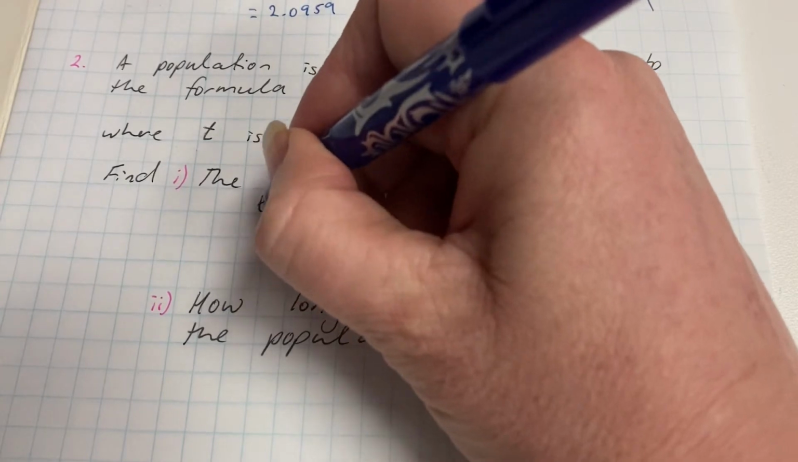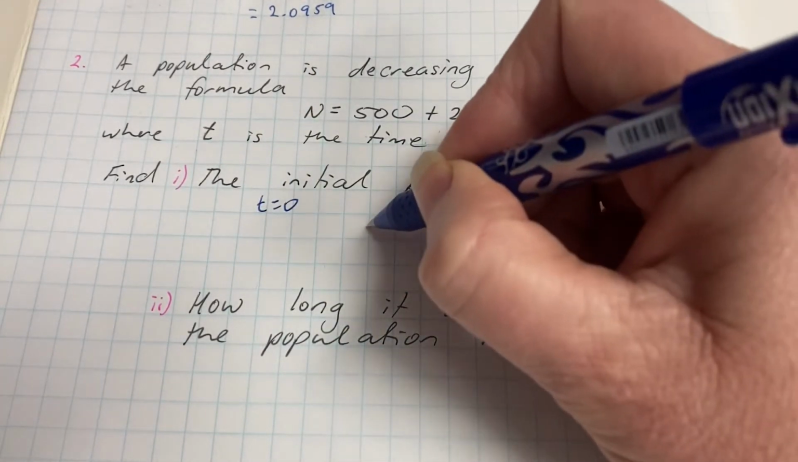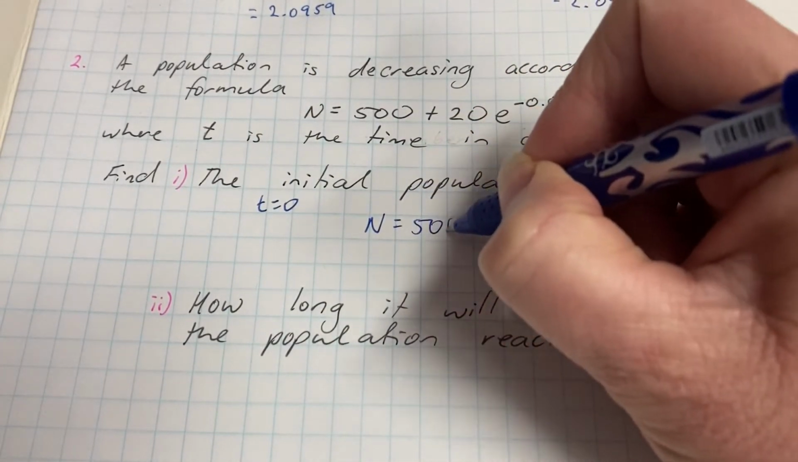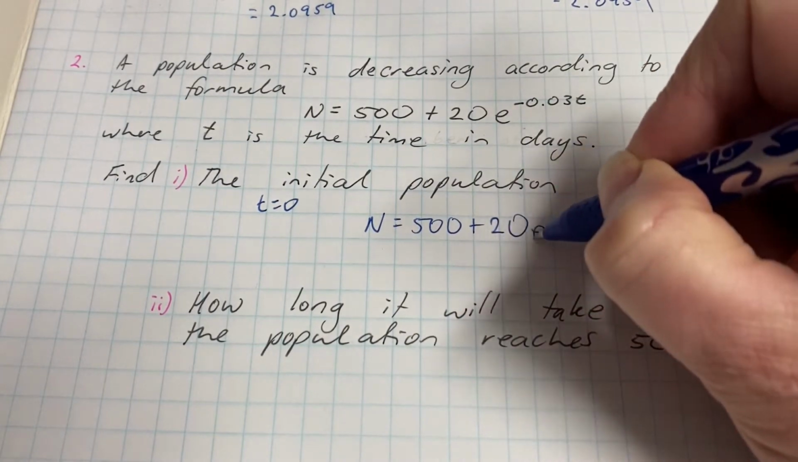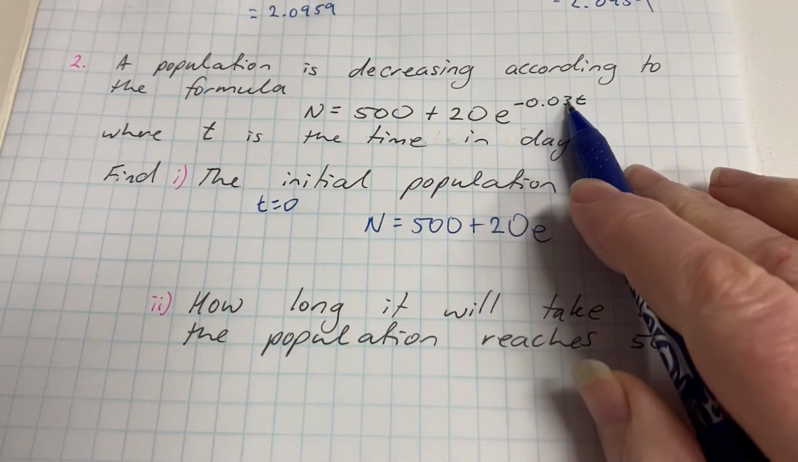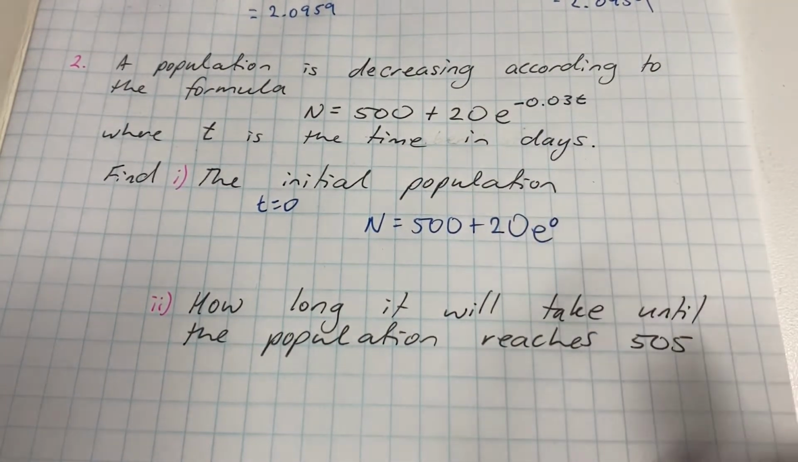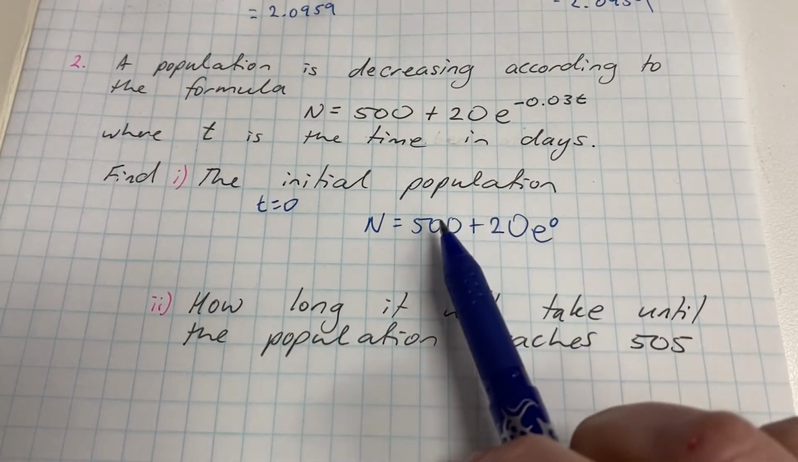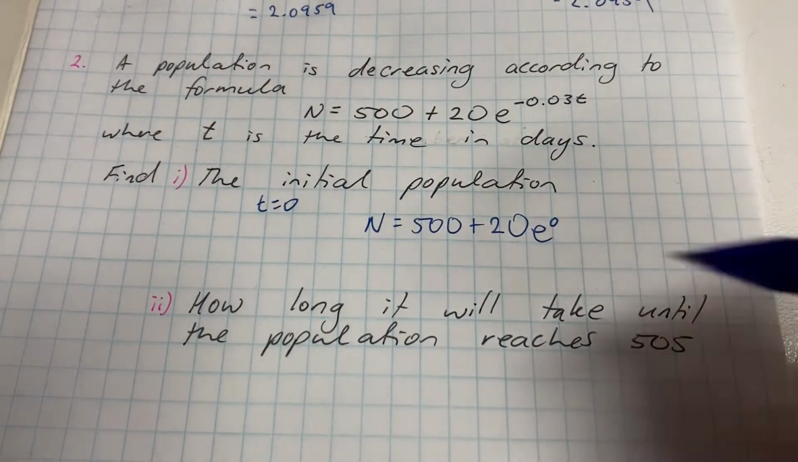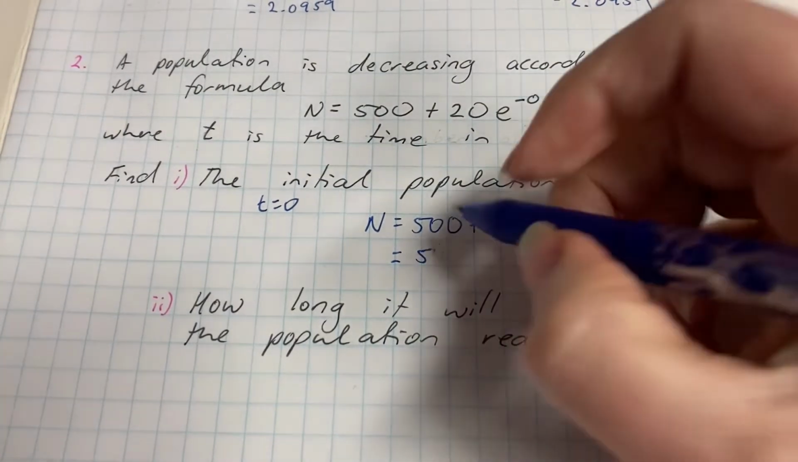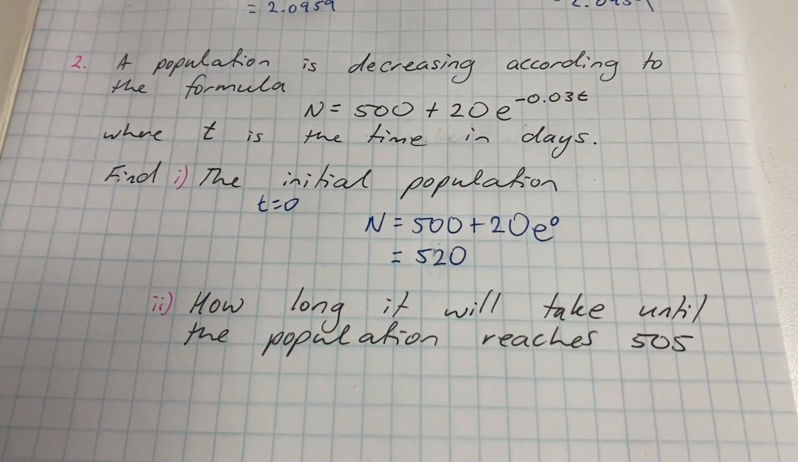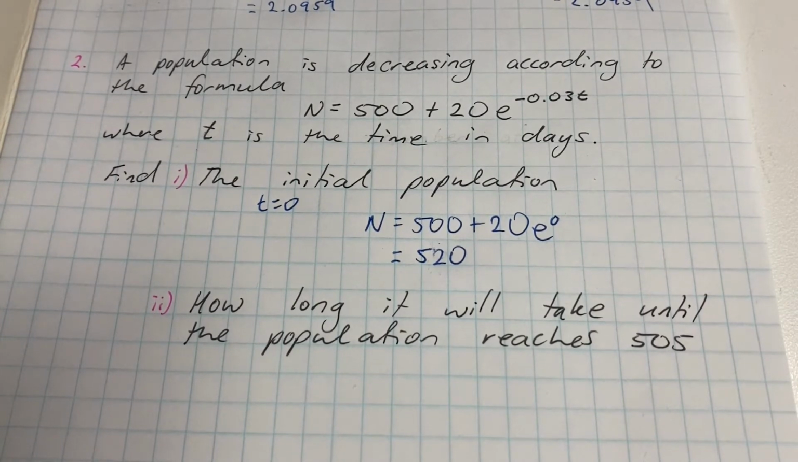So find the initial population. Well, that's just when t equals 0. So the initial population would be 500 plus 20 times e to the negative 0.03 times 0, so just 0. E to the 0 is 1, so that's 500 plus 20 times 1. So initially 520, whatever the population is, I don't know if it's people, animals, birds, whatever. But initially there are 520.